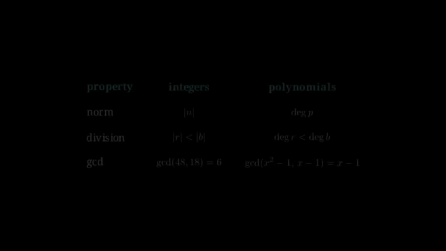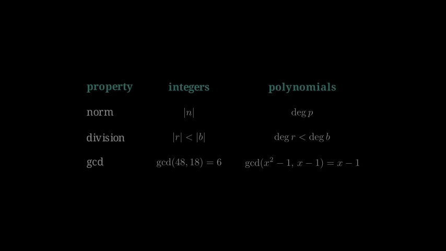Integer division gives you an equation. The dividend a equals the divisor b times the quotient q, plus the remainder r, with the absolute value of r smaller than the absolute value of b. Polynomial division gives the very same equation, with the degree of r smaller than the degree of b.